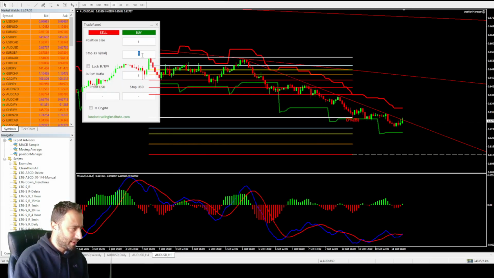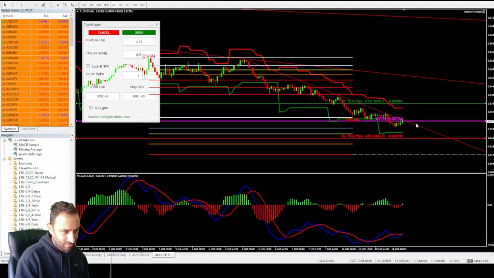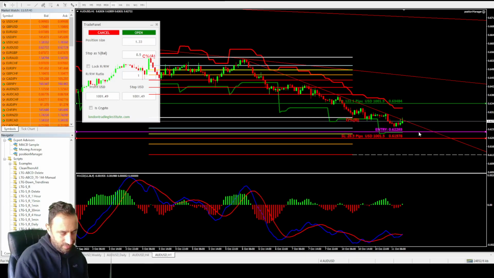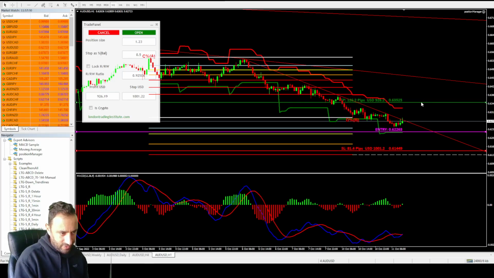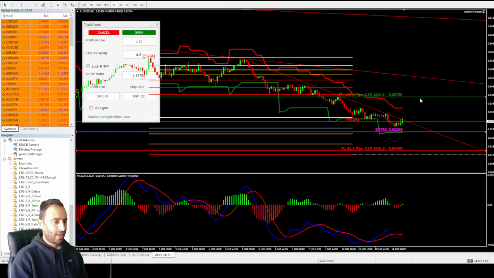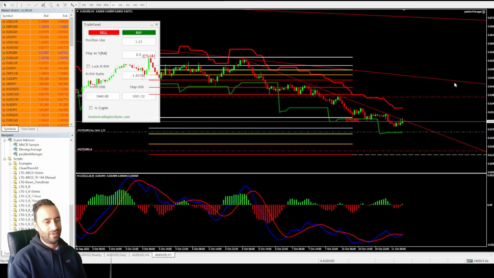Now let's do it again. 0.5%. Let's make sure we've got the right entry. 62.26. There, and then 63, about there. Okay, and the lot size, everything else is calculated for us. And hopefully now, there we are.